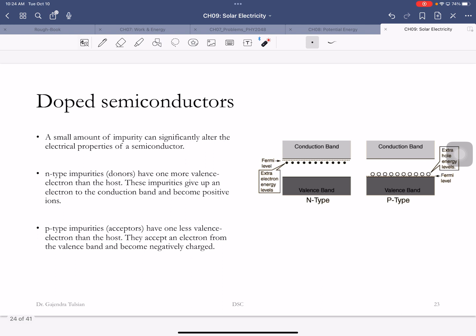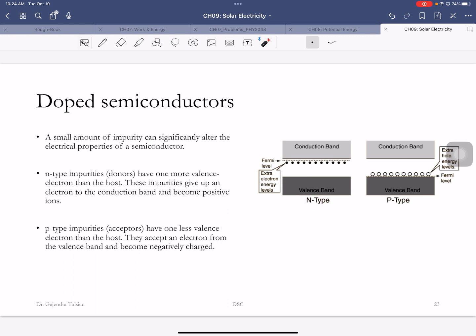So, doped semiconductors. Pure semiconductors, pure silicon, don't do the job. What you have to do is dope it. You have to put impurities in it. The impurity levels are 1 in a million, meaning for every million silicon atoms, you put in 1 impurity atom. So those are the numbers.